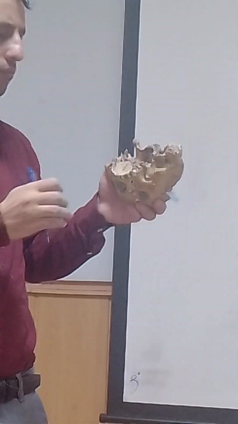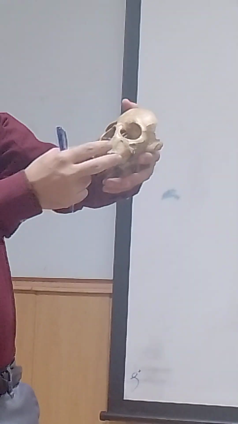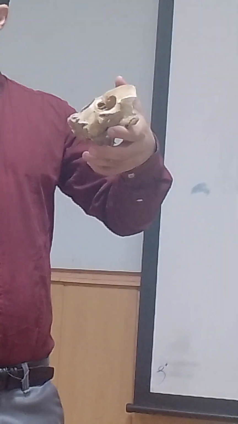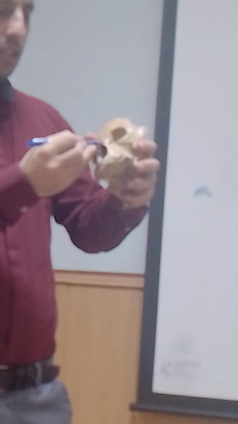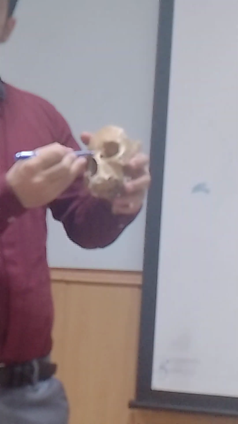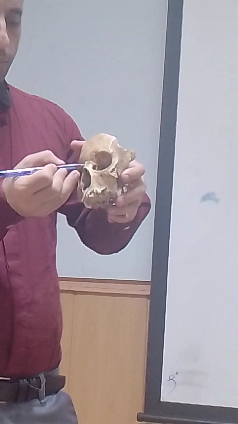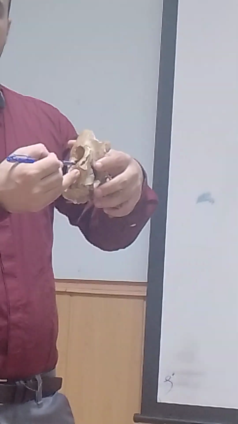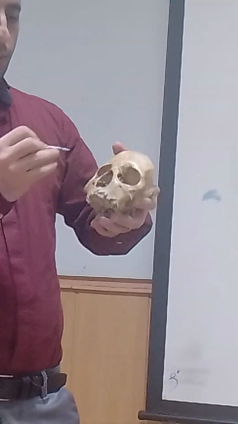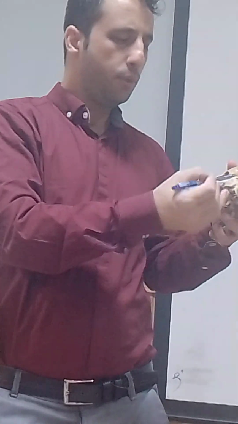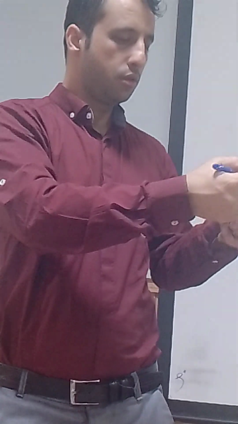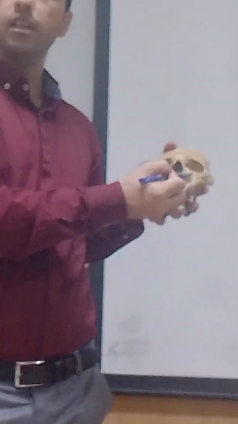The maxilla has the body and four processes. This process is the frontal process. This bone is the nasal bone. So the frontal process is located between the nasal bone and the lacrimal bone. Here is the lacrimal bone. In the body, inferior to the orbit, you can see the infraorbital foramen in this area.